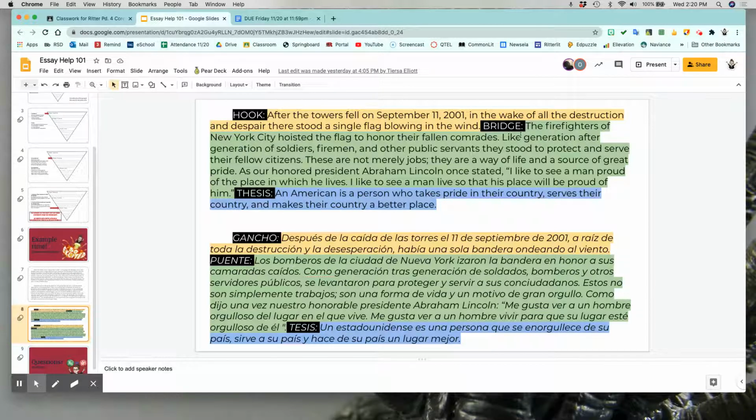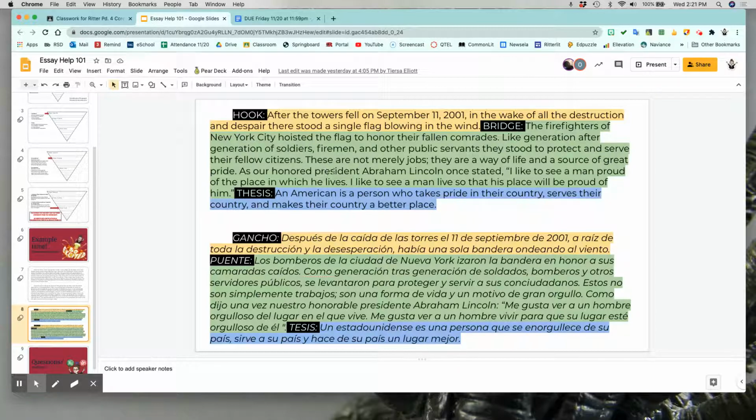In the bridge, he takes that image and starts to explain what it has to do with what he's going to be talking about. So he starts off by explaining where that single flag that's blowing in the wind came from. So he says the firefighters of New York City hoisted the flag to honor their fallen comrades. So now we know he's bringing the American people into it. Like generation after generation of soldiers, firemen, and other public servants, they stood to protect and serve their fellow citizens. So now the idea of service to the country.